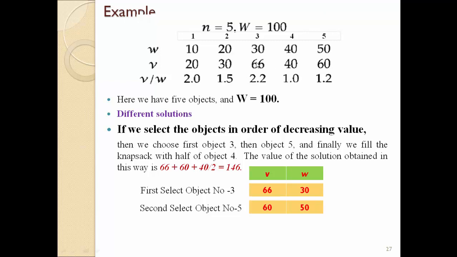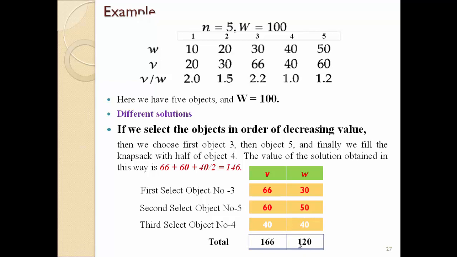So first we have selected the third object, then the fifth object, and then we can select our object number 4, which has a value of 40 and a weight of 40. So select object number 4, which has a value 640 and the weight is equal to 40. Now we need to check the total weight must not be more than 100. Here total weight is 120, so it is not allowed.